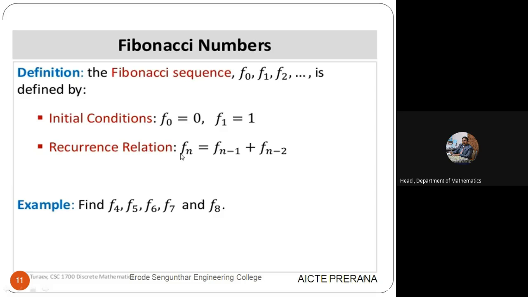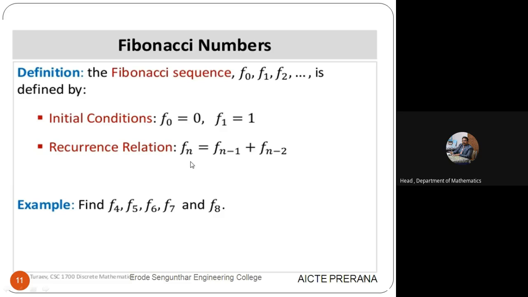Now we find the fourth term. For finding the fourth term, we substitute n equal to 3. f3 equal to f3 minus 1, that is f2 plus f1. We know that f2 is 1 and f1 is 1. Therefore, f3 equal to 1 plus 1, that is 2. f3 equal to 2. The same way we find f4, f5, f6, f7, etc.